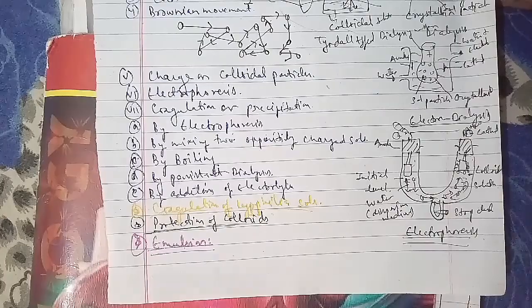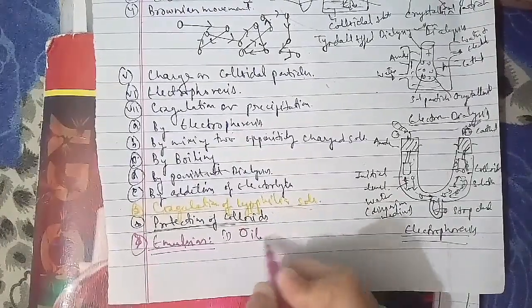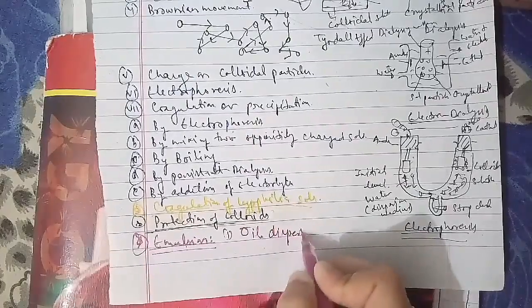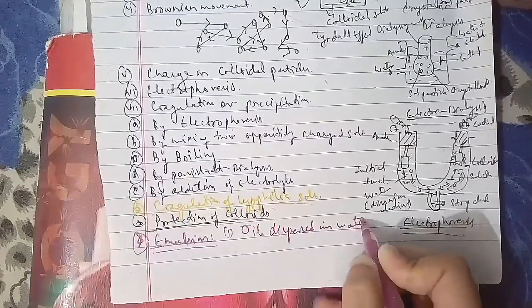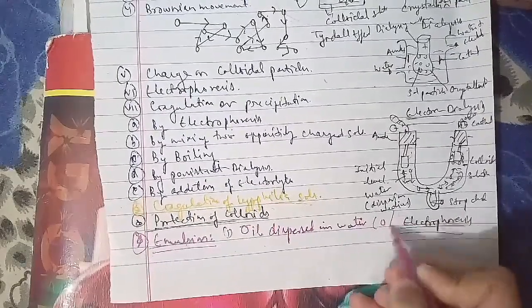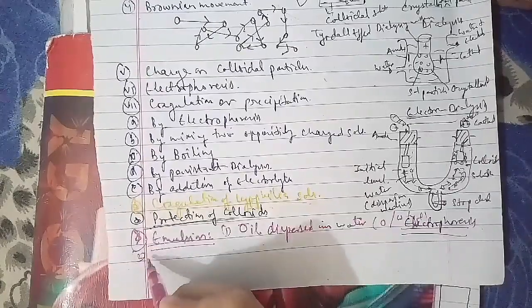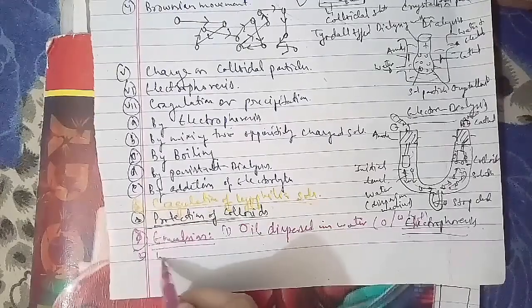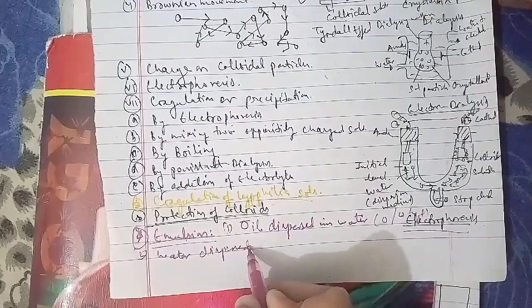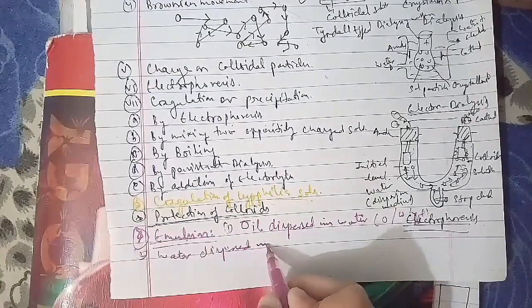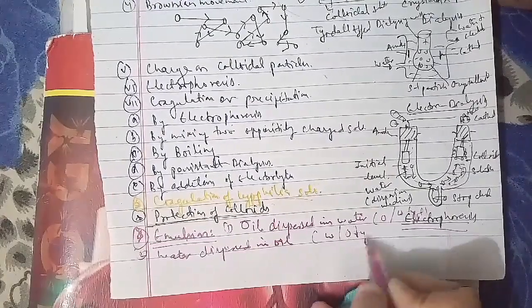The first emulsion is oil dispersed in water, which is the oil in water type. The second is water dispersed in oil, which is the W/O type.